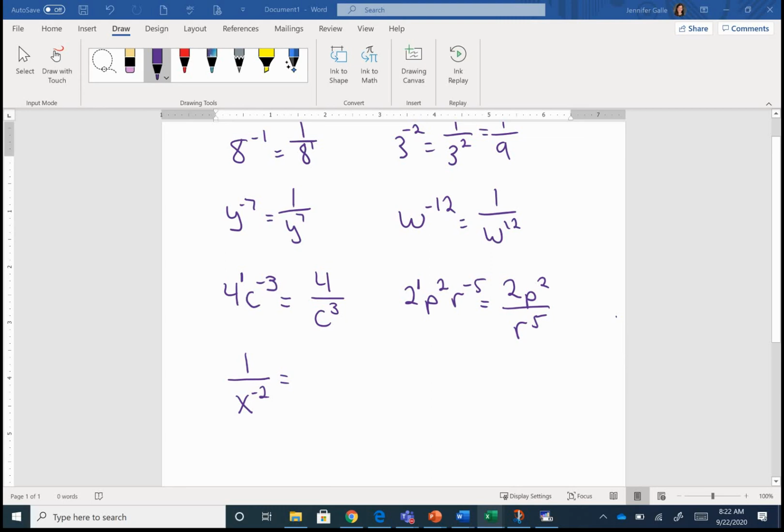Negative exponent in the bottom goes to the top. Now, if you need to, Miss Golly, is it wrong if I put a 1 down there? No, it's not wrong. You don't need it. Let's try another one like that.